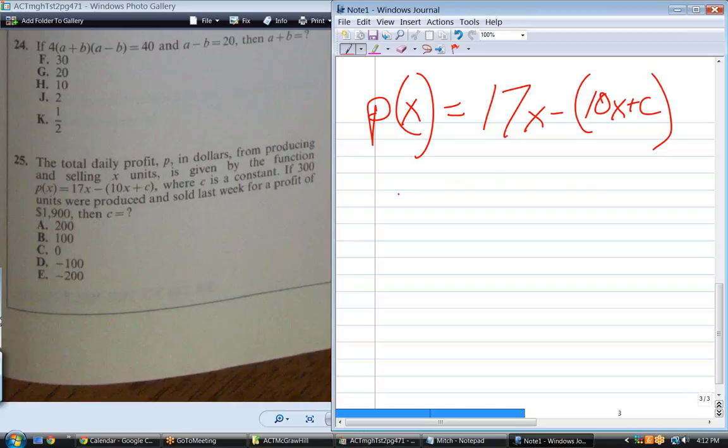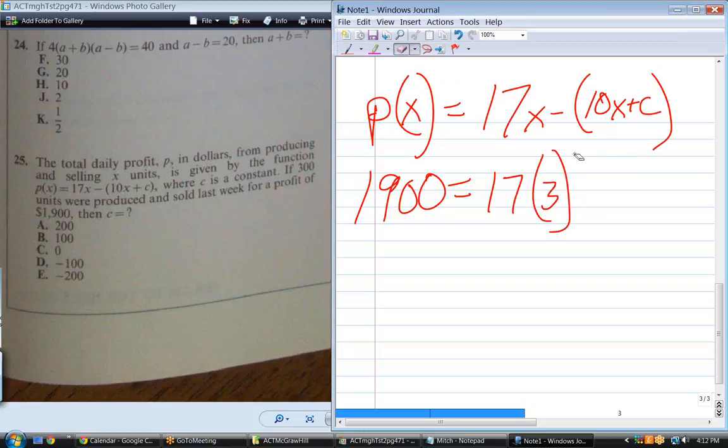What's the next thing I want to write in here? So the 1,900 equals 17 parentheses 300, minus... Yeah, you're right, 300, excuse me. Minus 10. And I would recommend writing it exactly like this. Don't leave out a negative sign, don't leave out a parentheses.